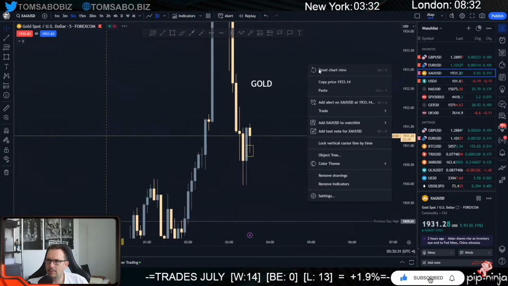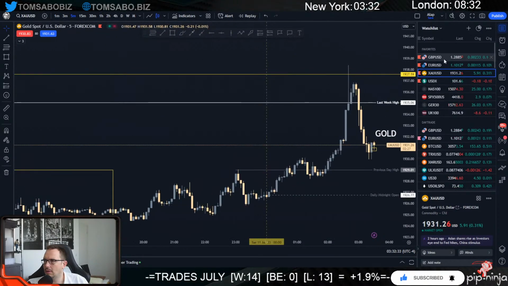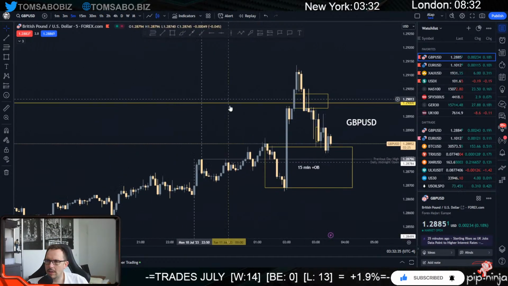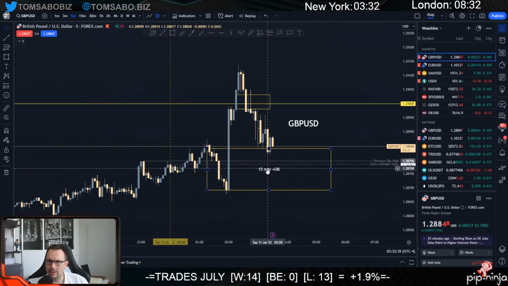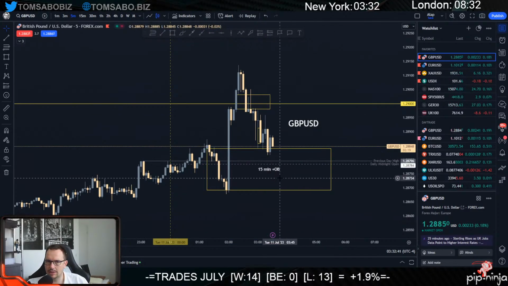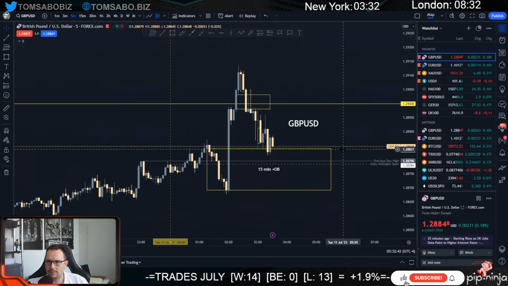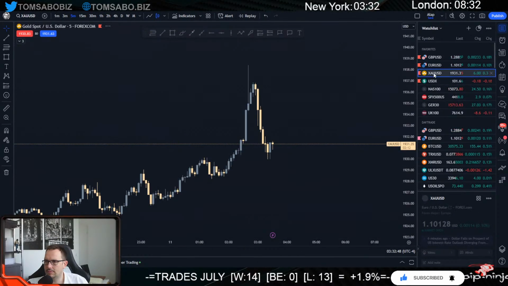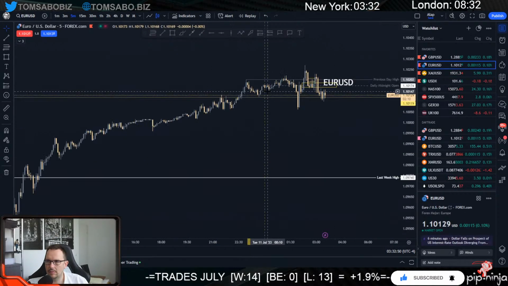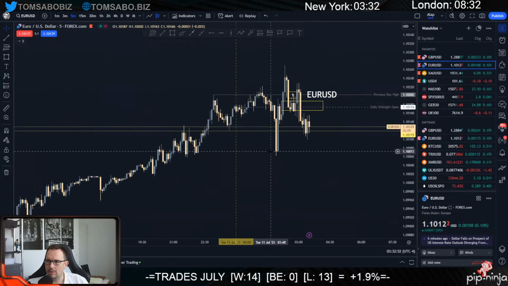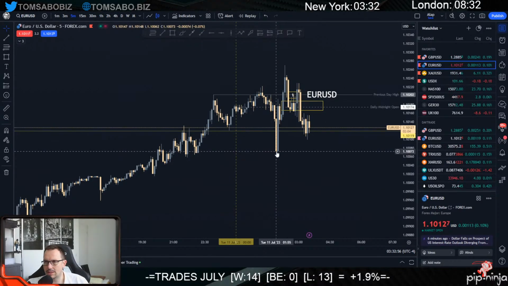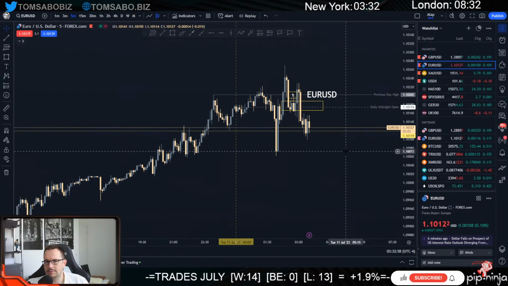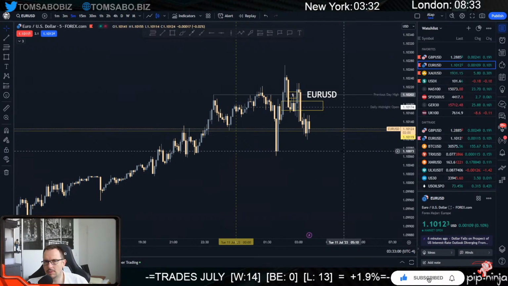All right. What's pound doing? I think pound wants to dive into this bullish order block right here. It sure looks like it. And this one here on euro definitely looks like it could be a good target for sell side. All depends, you know.